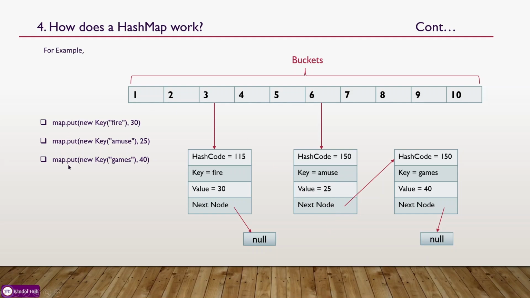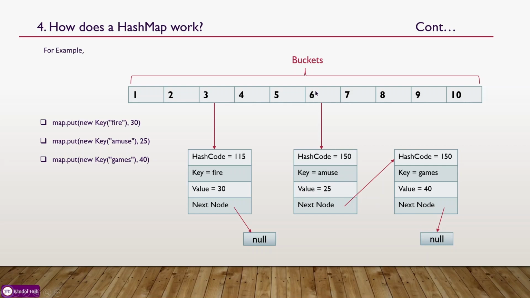But when I try to insert the third value, the key games and 40, which is going to have the same hash code, it turns into the same bucket. When it turns into the same bucket, we already have one node in it. So what happens is it gets appended to the first node as a linked list, and the next node reference of the previous node is pointing to the next node. And here, we don't have any other next node, so it points to null.